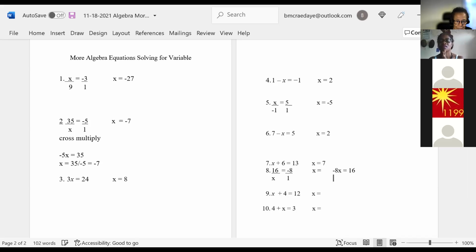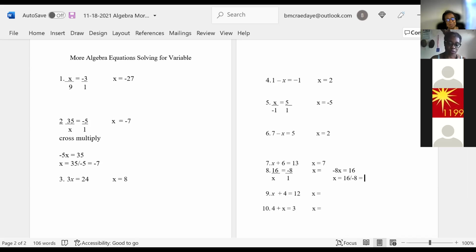It has to be a plus, because x equals negative 16 divided by negative 8. What is that, Maureen? What's 16 divided by negative 8? Negative 2. We just had one at number 2.